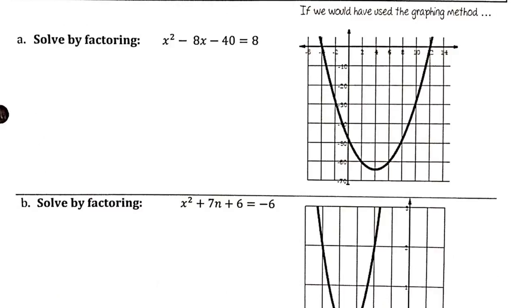So if we look here, the first step in letter A is that we have to set it equal to 0. So we have to subtract 8 from both sides. So we get x squared minus 8x minus 48 is equal to 0. Now we have to go through and factor into two binomials.